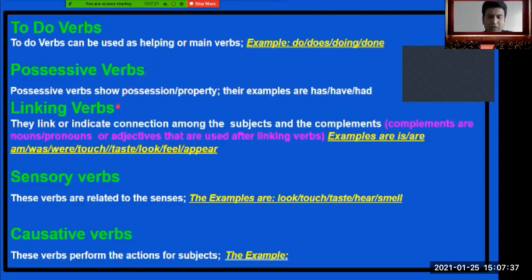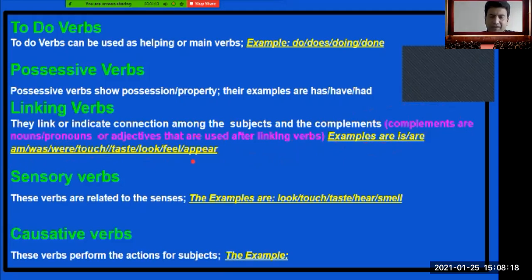The next one is linking words. They link or indicate connection among the subject and the predicates, or in other words, we can call it complements. Complements are nouns, pronouns, or adjectives that are used after linking words. So there are certain types of verbs. For example, let's go for the example first and then we will explain it. Like is, are, am, was, were, touch, taste, look, feel, appear. So these words are called linking words.